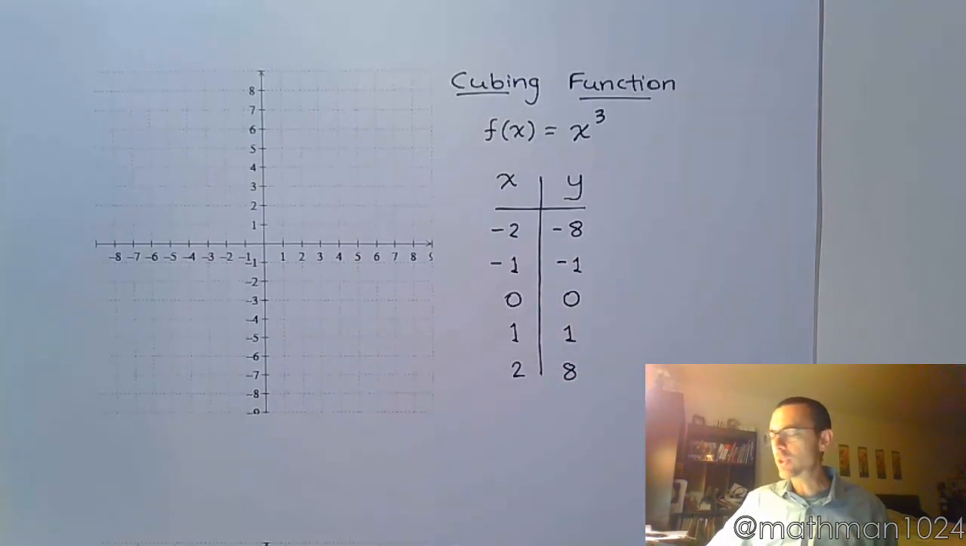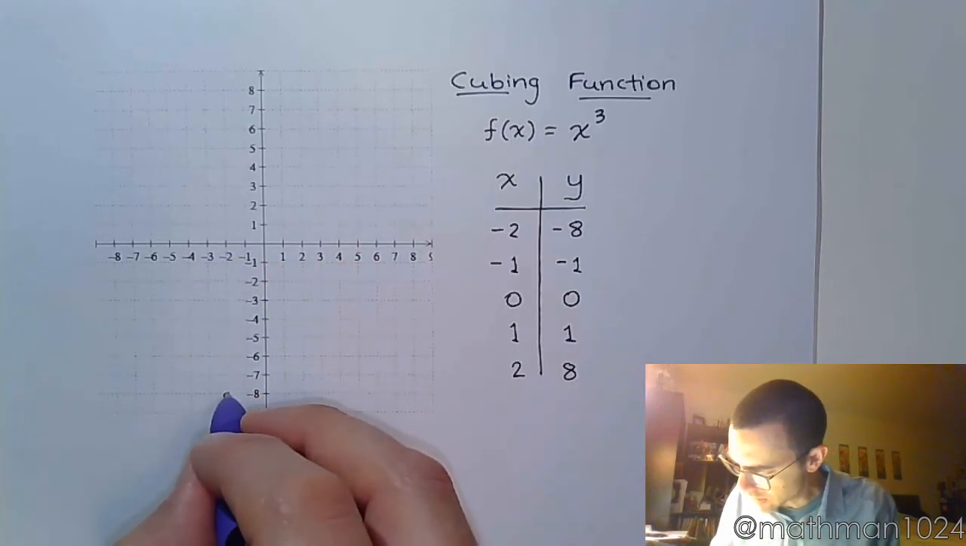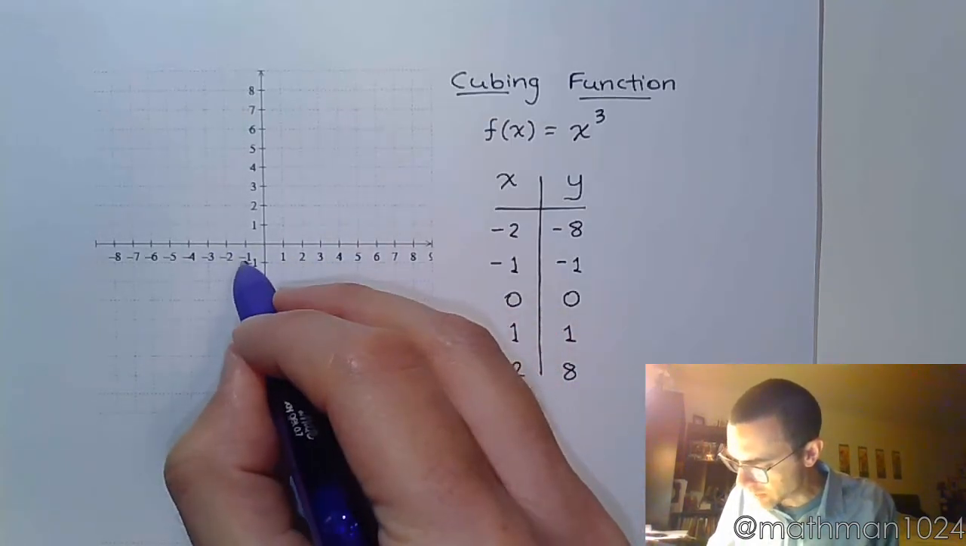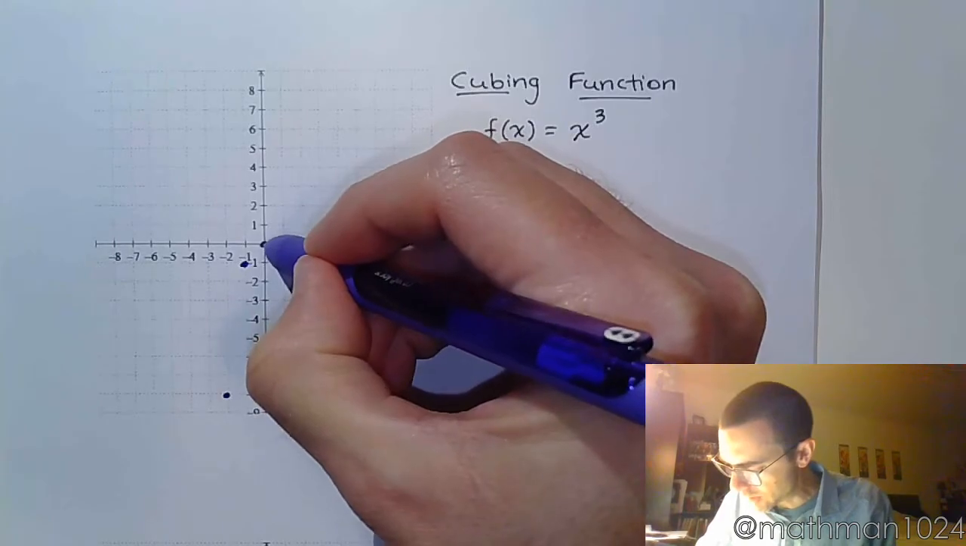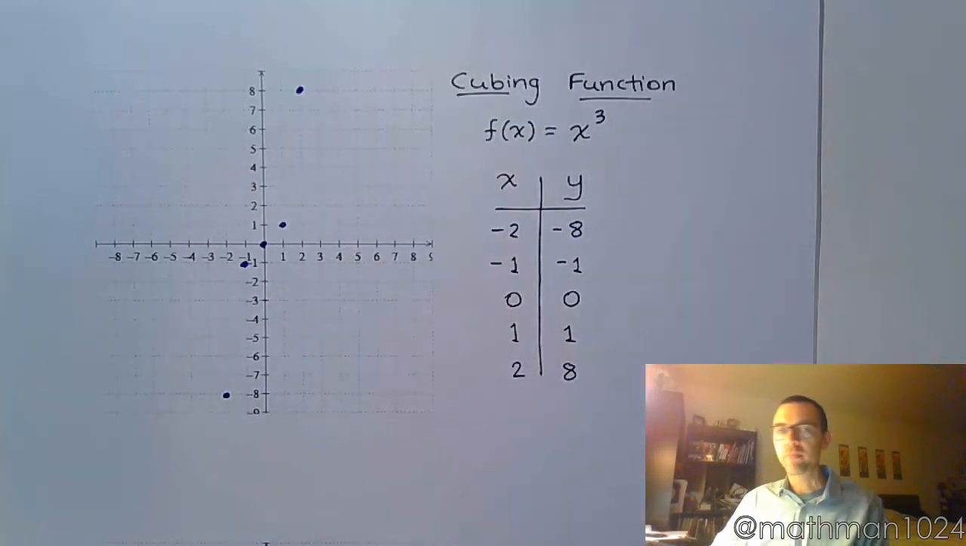A little bit different from the squaring function, so let's see what we have. -2, -8, -1, -1, then 0, 0, 1, 1, and 2, 8. So now we need to draw a nice smooth curve that goes through these points.